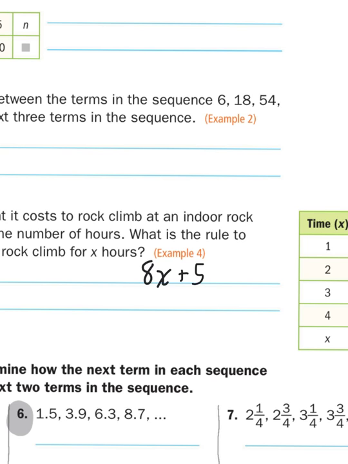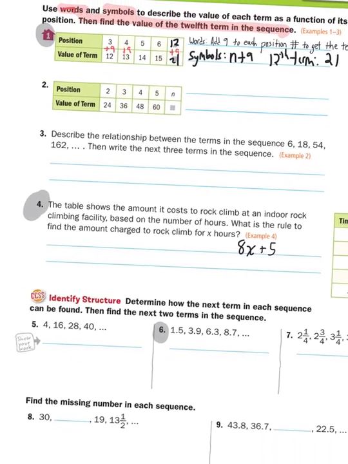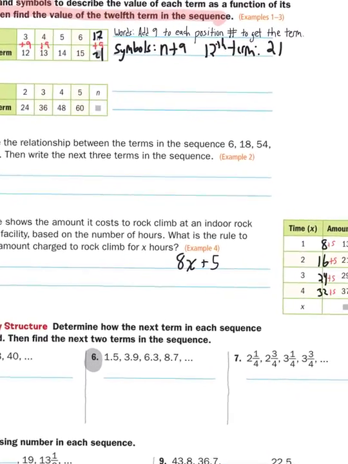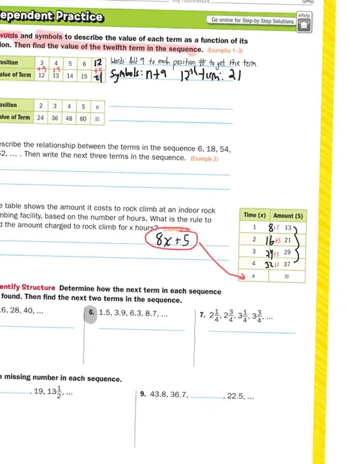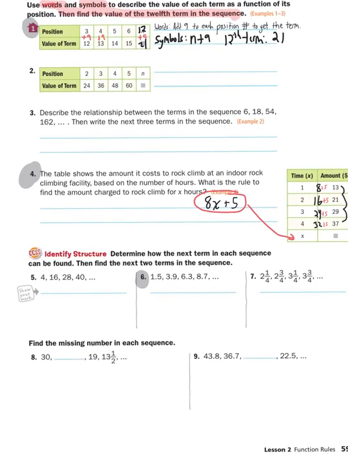I don't have to write that in words. Symbols is fine. So we have our rule. Now it says, what is the rule to find the amount charged to rock climb for x hours? Well, if you just write the rule in symbols, that is the rule for x hours. Times 8 plus 5.